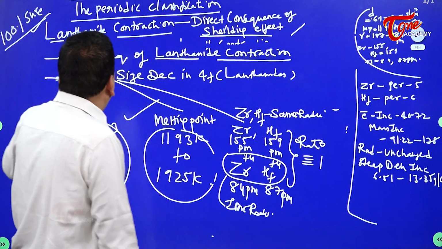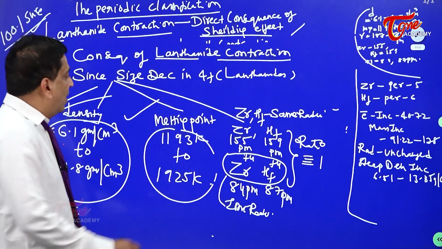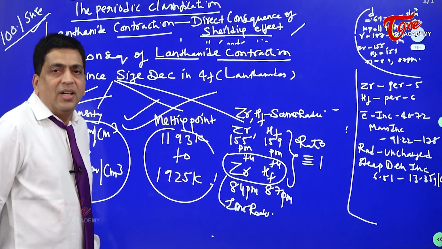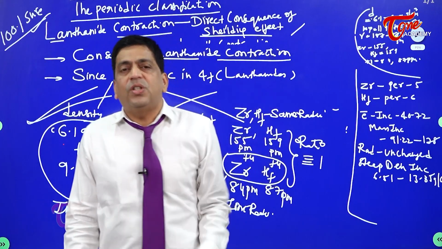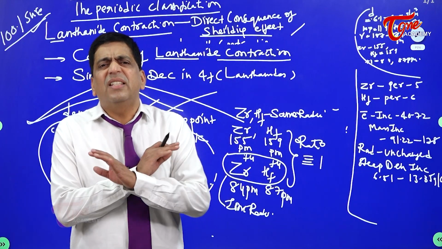Look into the lanthanide contraction consequences. Density increases, melting point increases. 5th period elements corresponding with 6th period elements have same sizes. All these are questions in exam.